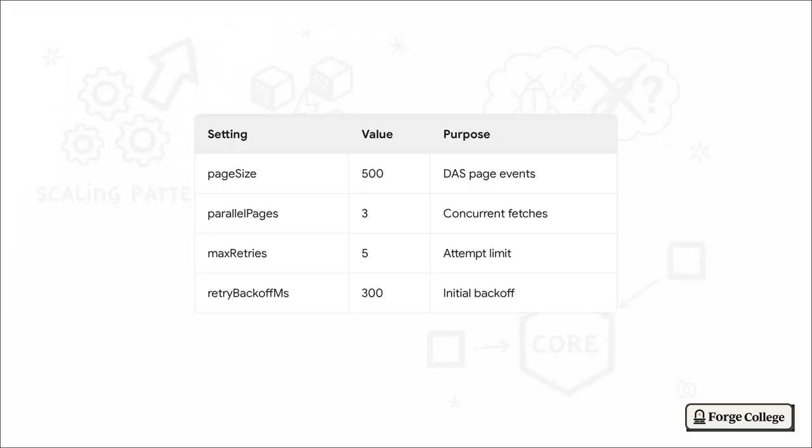To do that, take a look at this starter configuration. Think of these as your mechanic's tuning knobs. You use these to trade off latency and prevent downstream overload. For instance, a page size of 500 controls how many ownership events you're requesting from the Digital Asset Standard or DAS API at once. Make it too high, the payload breaks. Too low, you're making way too many network requests. You pair that with parallel pages set to 3 to limit concurrent fetches and add an exponential backoff for retries. These are literally the exact levers you pull to keep your system breathing when the network gets super congested.